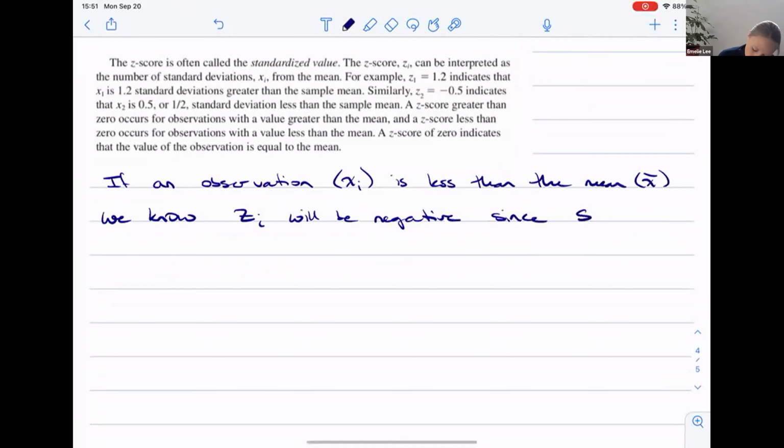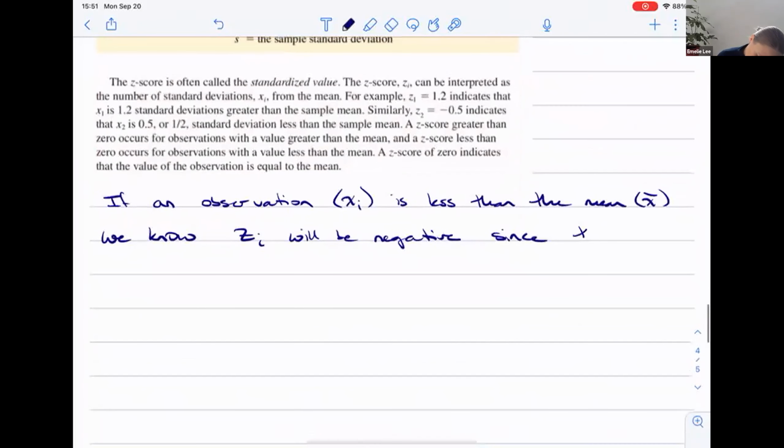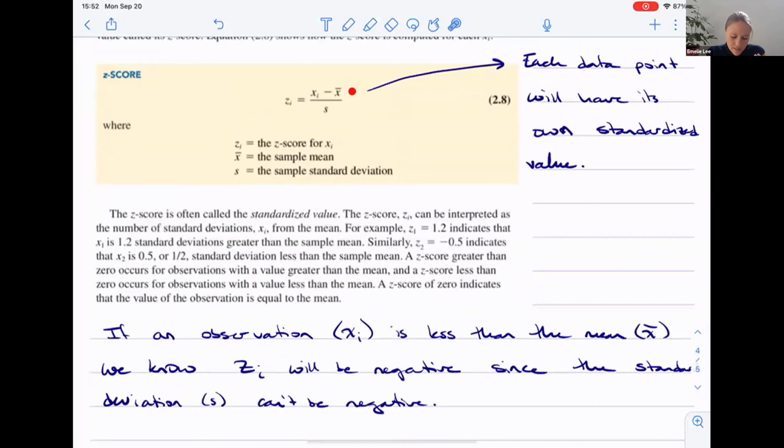Since the standard deviation can't be negative. If it could be negative, that makes a mess, because then you could have a negative divided by a negative, which makes a positive. Uh-oh. But luckily we don't have to deal with that. So if the numerator is negative, then overall the thing is negative.